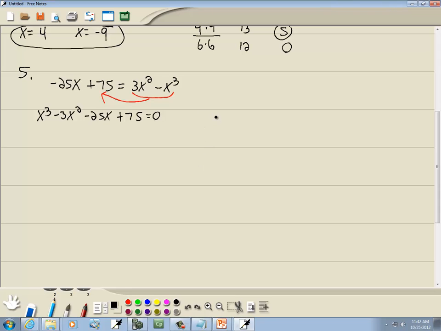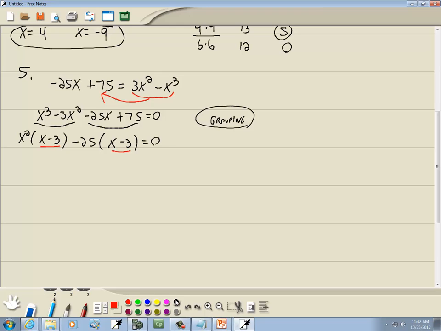Well, 4 terms. That's grouping. So group the first 2 terms together, group the last 2 terms together. First 2 terms have an x squared in common, so I factor that out, and that gives me x minus 3. Last 2 terms have a 25 in common, and my first term is negative, so we'll factor out a negative 25. And that gives me x minus 3. Remember, your goal in grouping is to get this parentheses the same as that, which it is, so I'll factor it out.